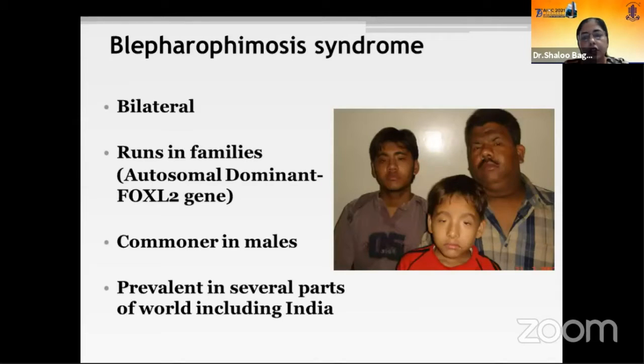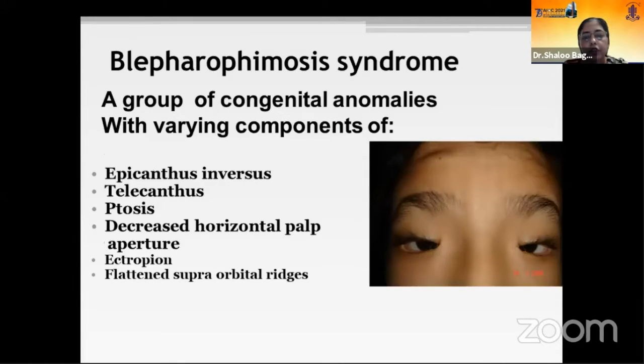Blepharophimosis syndrome is a congenital bilateral autosomal dominant condition which is prevalent in several parts of the world, including India. The four characteristic features include epicanthus inversus, telecanthus, ptosis, and shortening of the horizontal aperture.